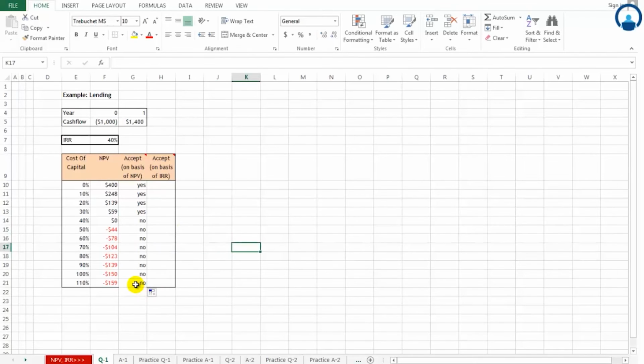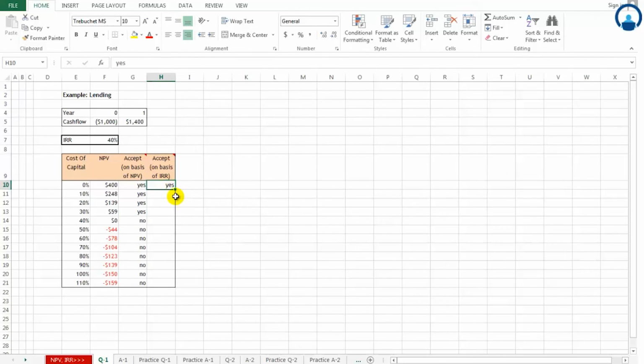Now let's do the project selection on the basis of IRR. What does the IRR acceptance rule say? It says that if the IRR is greater than the cost of capital, then in that case we accept the project. So here, are we going to accept the project? Yes, because the IRR is 40% and the cost of capital is 0%. IRR is greater, we accept the project. Again, it's going to be a yes.